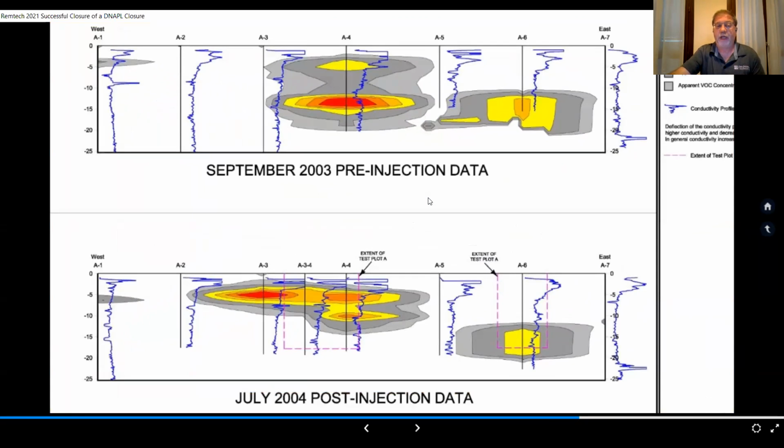We went back out after the first injection and redid the MIP and found that we'd actually pushed the contaminant higher and farther out through injection than we thought. So instead of reducing concentrations, we did reduce some, but we actually did end up pushing the contaminant out of the way. So that's something to keep in mind.